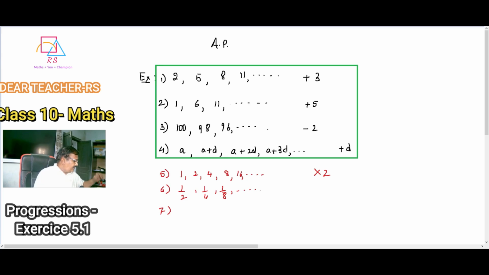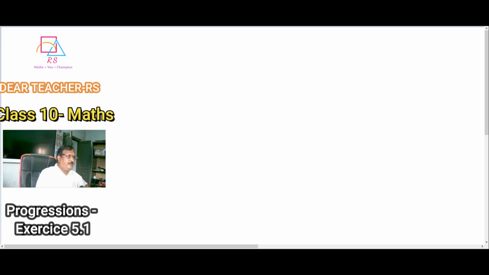So now let us go to the problems. But before we go to the problems, we will look at the general arithmetic progression. For every progression, we need a first term. The first term is A.